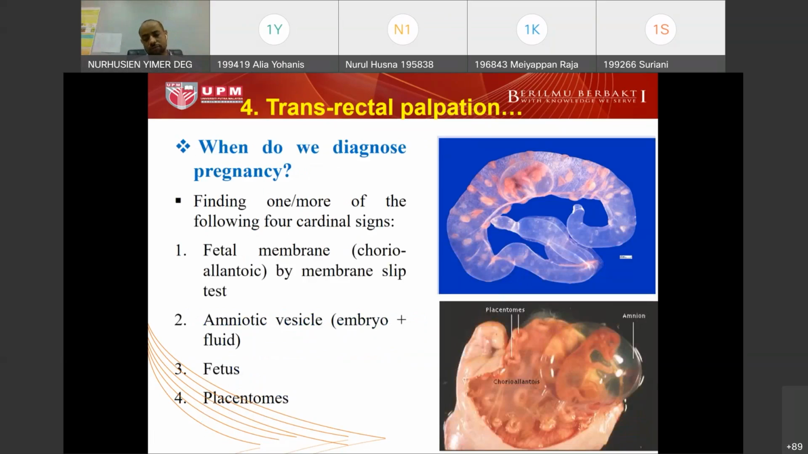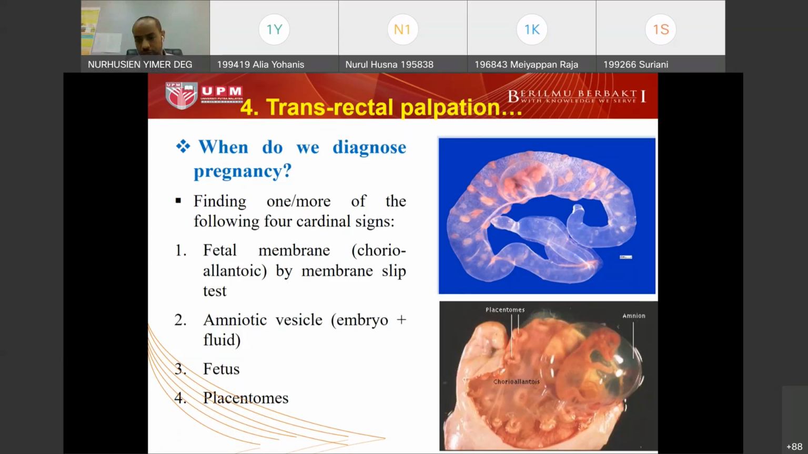So after you make that systematic examination along the tract, how do you finally make a diagnosis? When are you going to say that, yes, this cow is pregnant? All right. For you to say this, you have to depend on these four major findings. One of them is the fetal membrane slip test. You need to make sure that there is a fetal membrane surrounding the embryo.